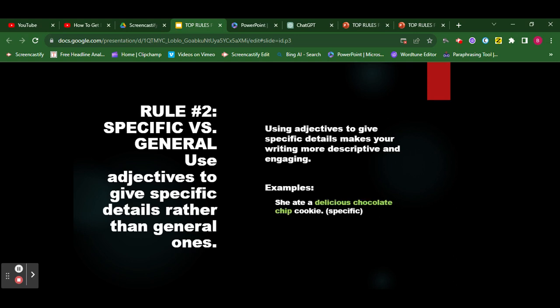For example, she ate a delicious chocolate chip cookie. You see, the adjectives here, delicious chocolate chip cookie. Now you are making a specific description here. All these are used to specify the type of cookie, making it more specific. All right. Unlike when you simply say she ate a cookie, that's just a general statement. It doesn't give you any picture of the type of cookie that the speaker or the writer is referring to.